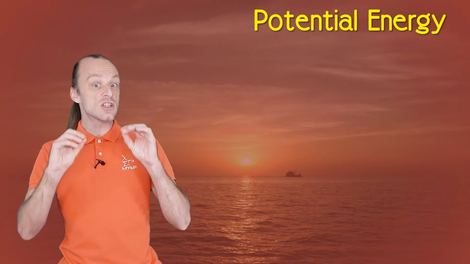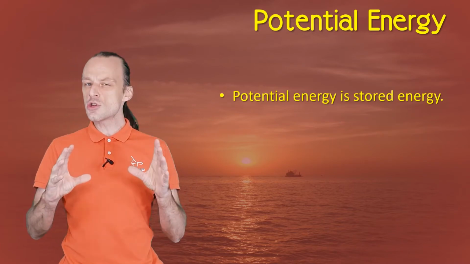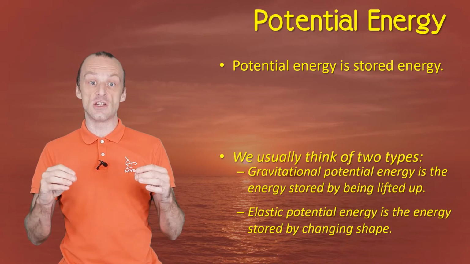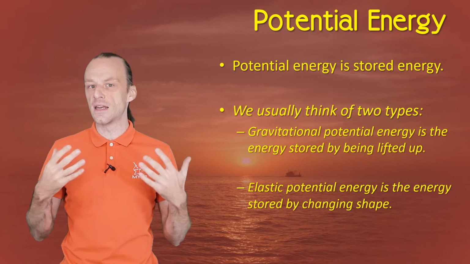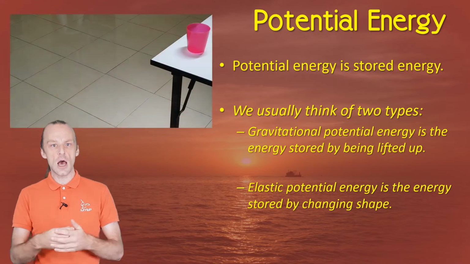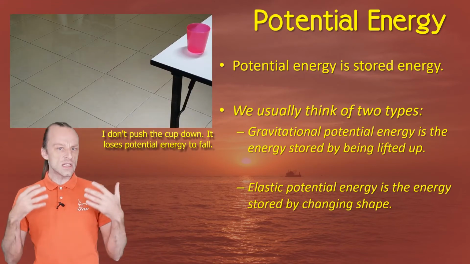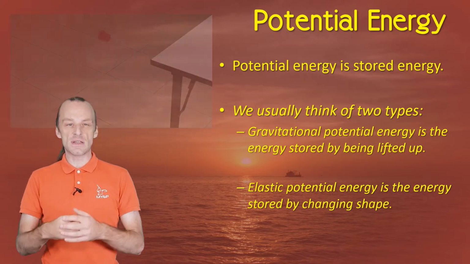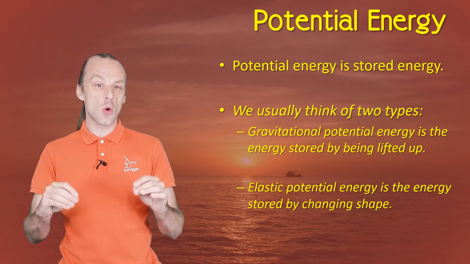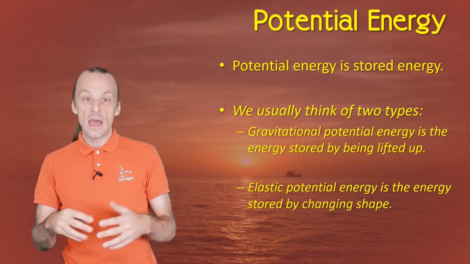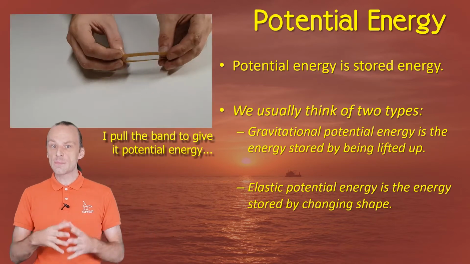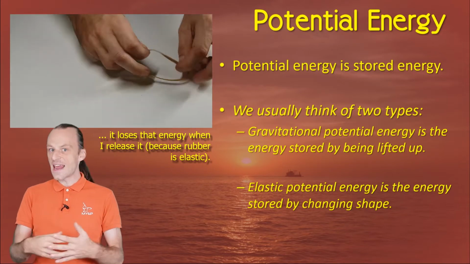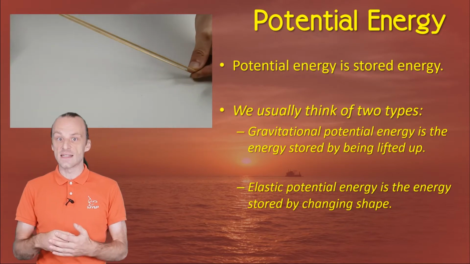Potential energy is stored energy, and we usually think of two different types. Gravitational potential energy is energy stored by being lifted up. Like this cup on a table, it loses potential energy when it falls to the floor. Elastic potential energy is energy stored by changing shape. This elastic band gains potential energy when it is stretched, but when released, that energy is also released as kinetic energy.